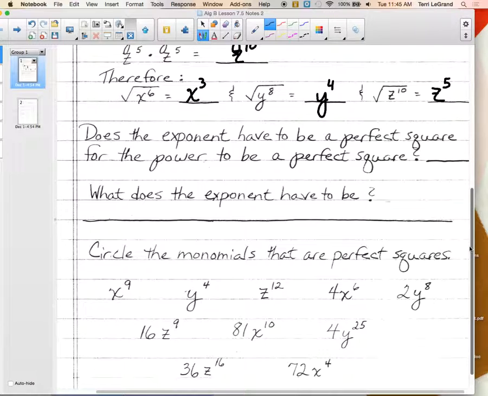No. No. Y to the 8th, is 8 a perfect square? No. Z to the 10, is 10 a perfect square? No. So does the exponent have to be a perfect square for the power to be a perfect square? No. So we don't have to look for perfect square exponents. What we have to look for is something else. What do you think the exponent has to be?